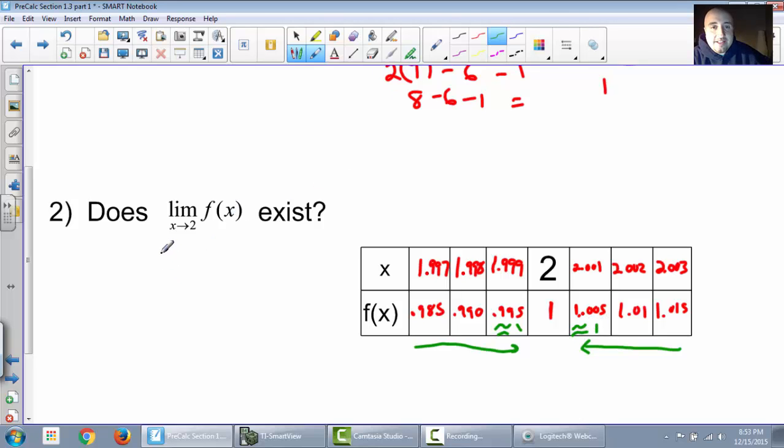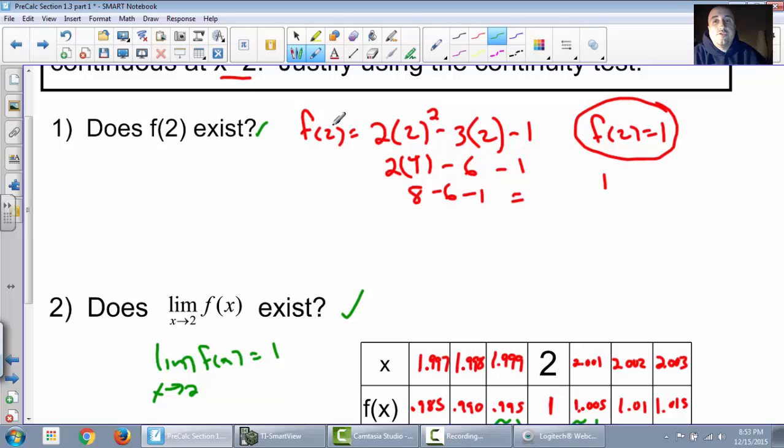So what we can say is that the limit as x approaches 2 of the function is equal to 1. Because if you notice, from the left it's approaching 1 and from the right it's approaching 1. So the limit is equal to 1. So that does exist. If the left and the right side approach the same number, the limit exists. So check mark. We're good for that one.